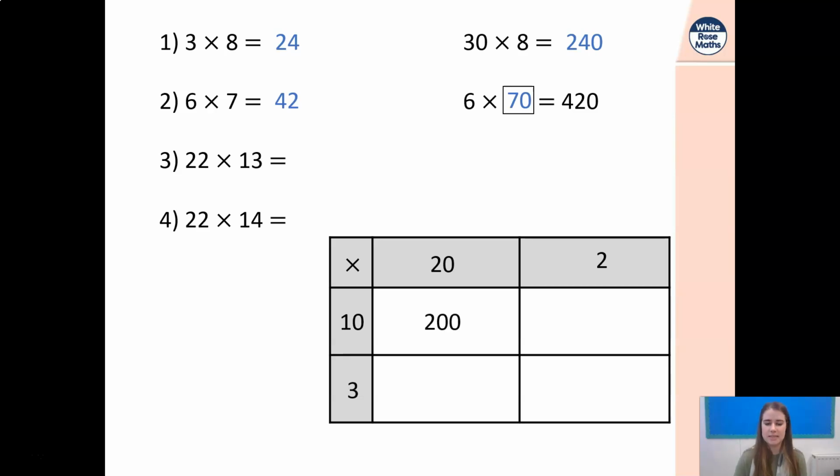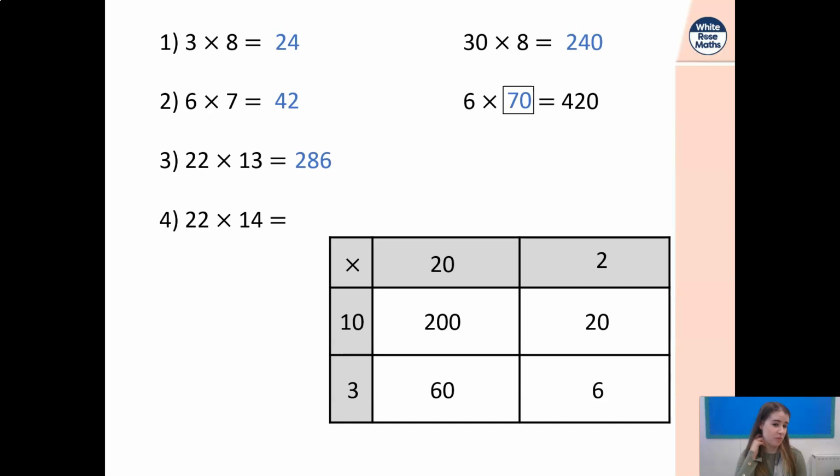Now for 22 multiplied by 23, okay, let's split this up using our grid method, so we can fill out our missing numbers. So 10 times 20 is 200, 2 times 10 is 20, 20 times 3 is 60, and 2 times 3 is 6. All we need to do is add those numbers together and it gives us 286. Same method applies for the next one.